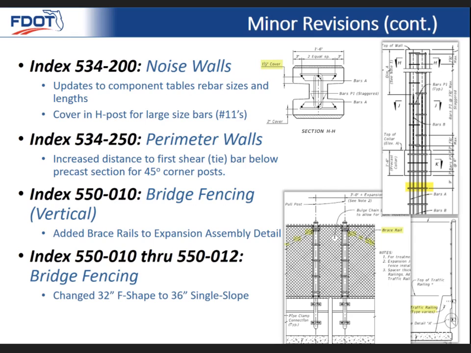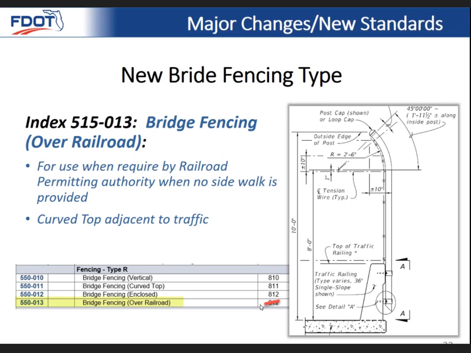And then for the bridge fencing, we added some bracing details to one of the types to support those posts at expansion joints. There are also quite a few changes to those drawings because of the F-shape to 36-inch single slope change. So take a look at those and be aware of those subtle changes.